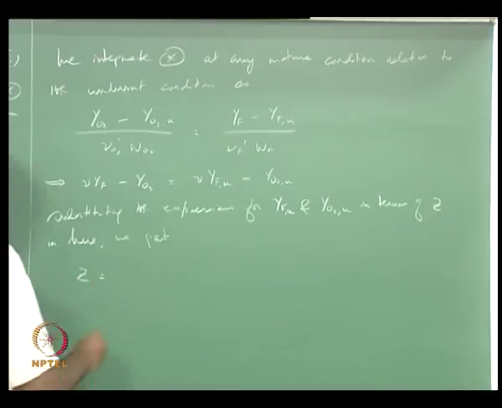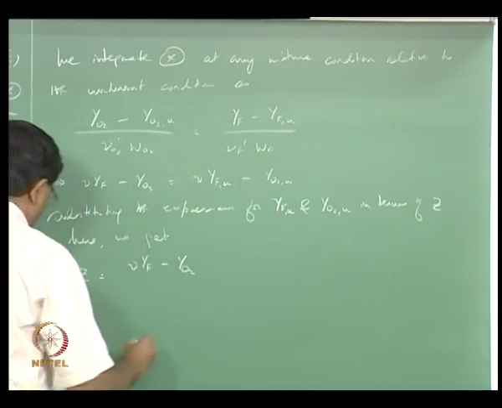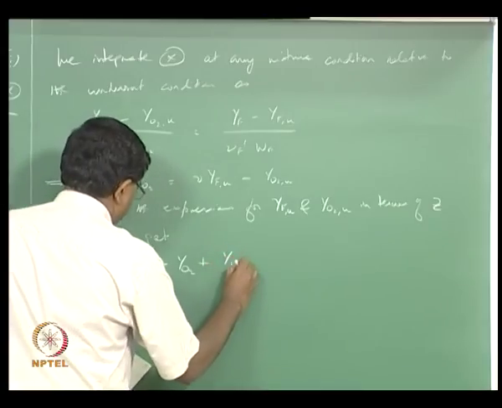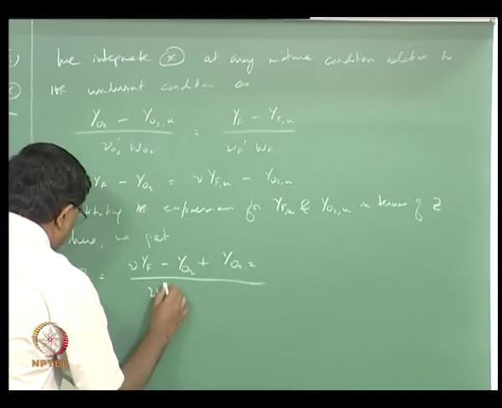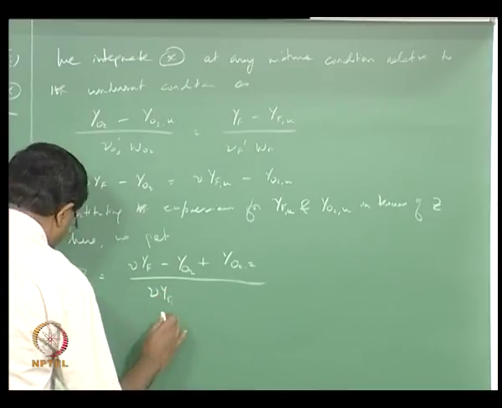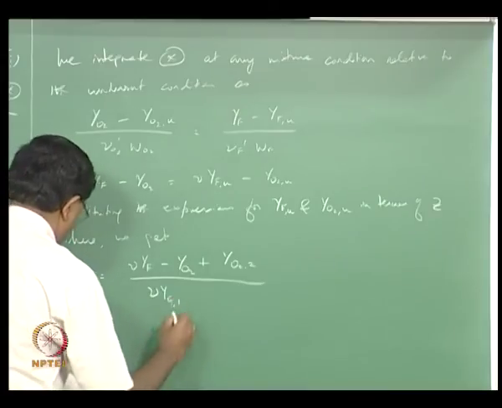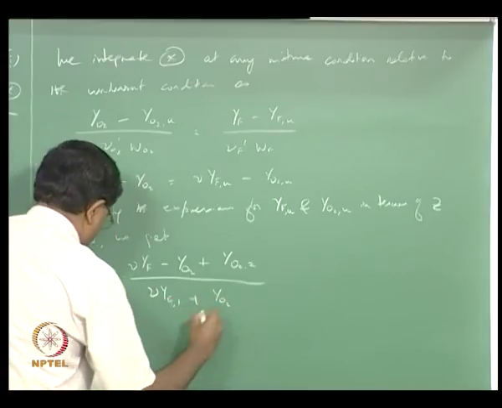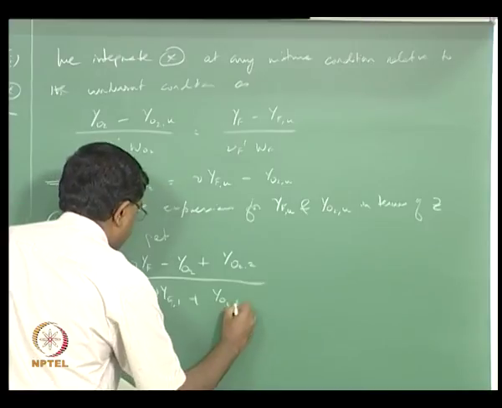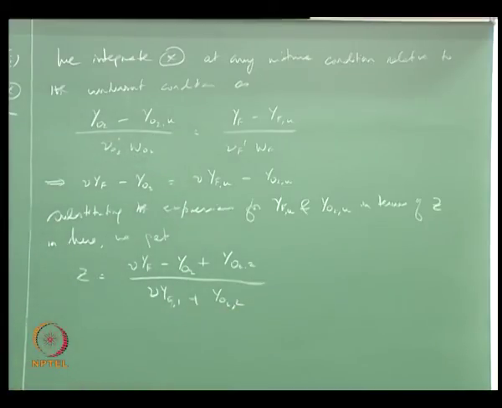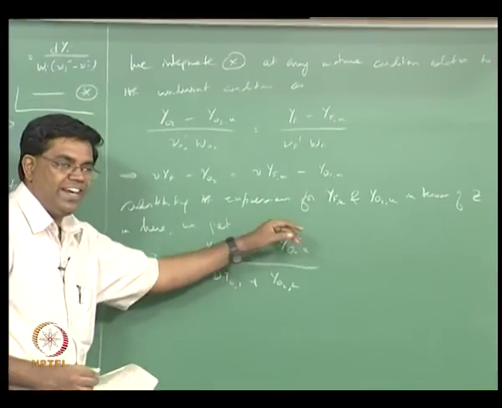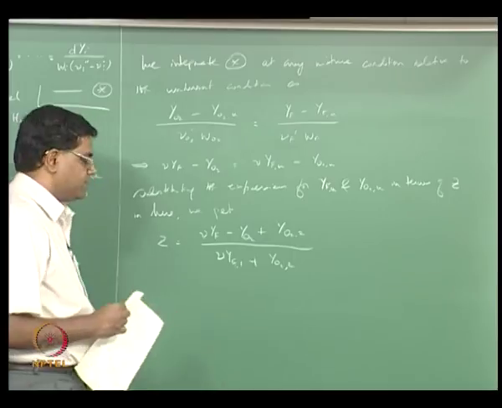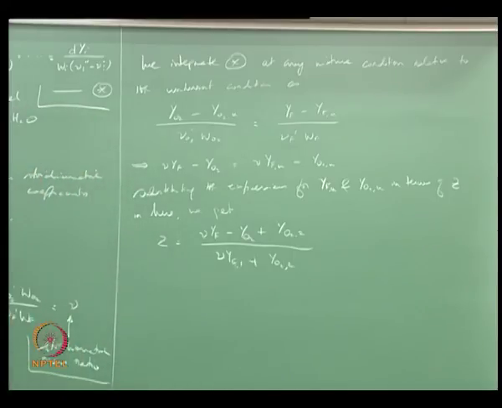So you say Z equals nu times YF minus YO2 plus YO2,2 divided by nu YF,1 plus YO2,2. So you can see that YO2,2 and YF,1, these things are showing up from the inlet mass concentrations, mass fractions of the oxidizer and fuel in the respective streams.